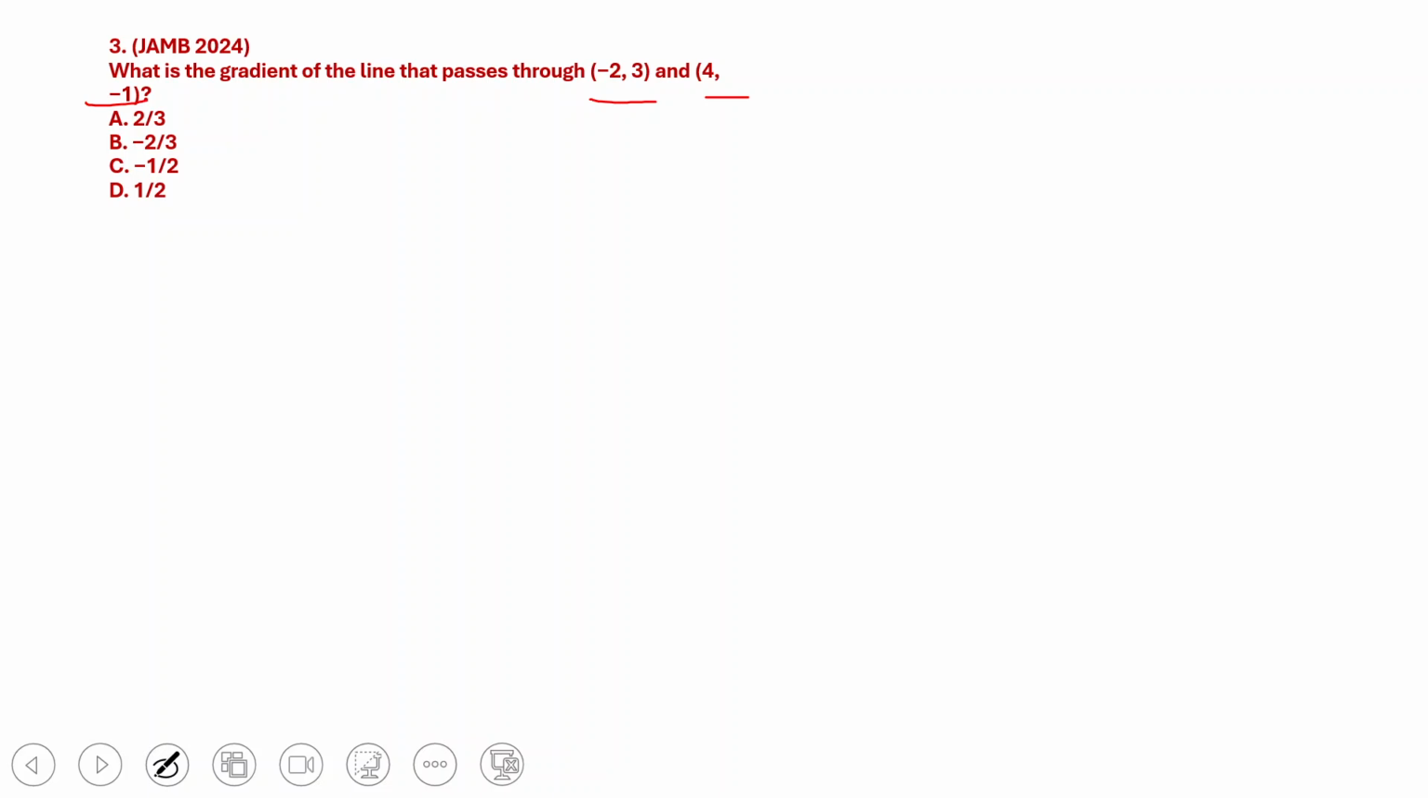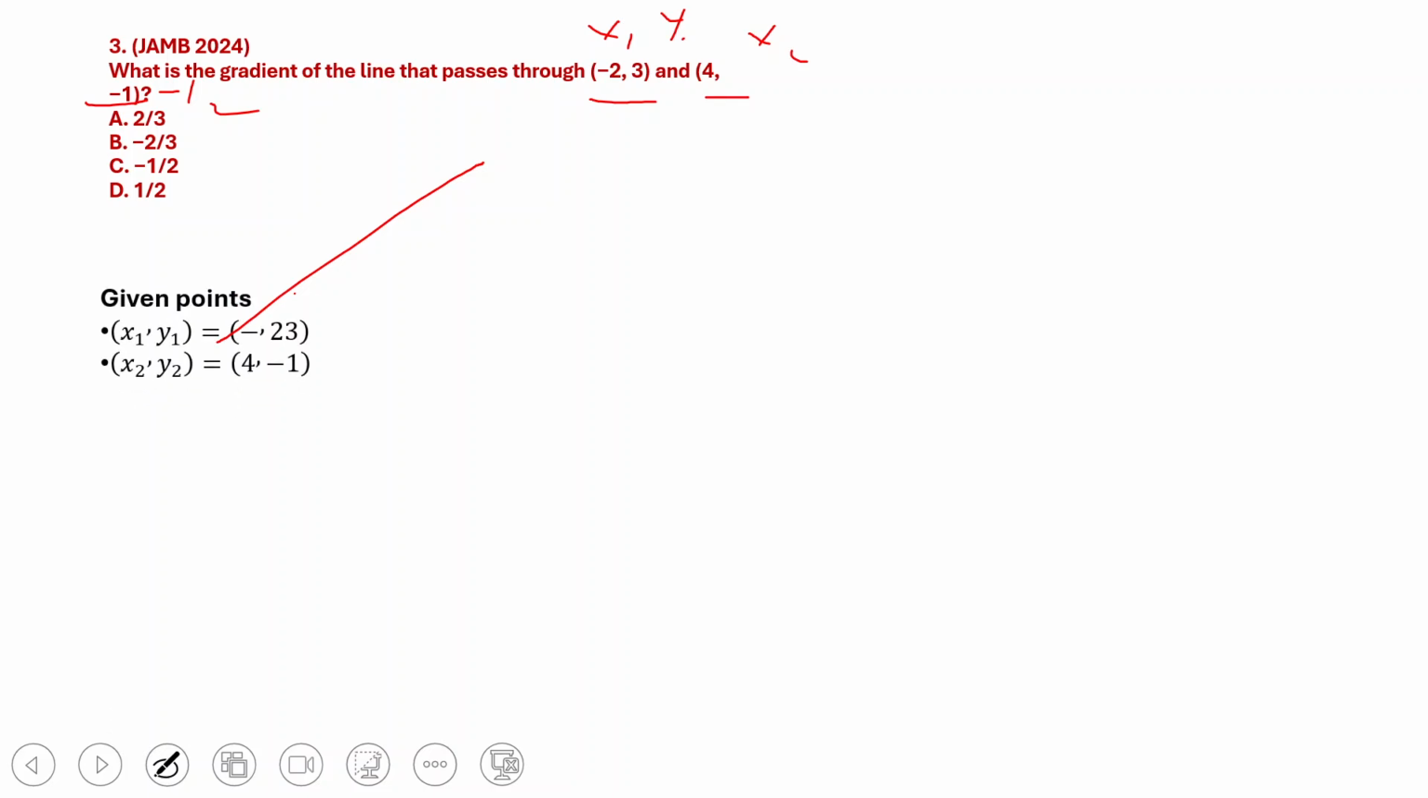The first set, the first number is x1, the second number is y1, then the third one, the second coordinates: x2 is the first point and y2 the second point. Okay, so gradient is just like getting the slope. There's a formula, an equation of the slope of a line, right? So I'm going to show us here.